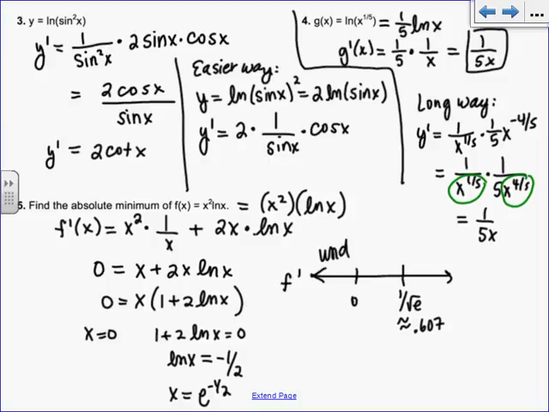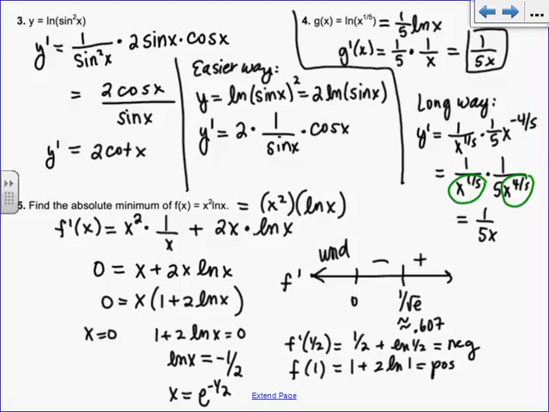All right, so let's say I try 1/2. So if I do f prime of 1/2, I get 1/2 plus 2 times 1/2 is 1 times natural log of 1/2. Natural log of 1/2 is like -0.69 something. So plus 0.5 is going to be a negative number. So we get a negative there. Maybe I should just do a minus. Just do a minus. That's what I usually do. All right, and then if I try f prime of, let's say, 1, I get 1 plus 2 times natural log of 1, which ends up being a positive number.